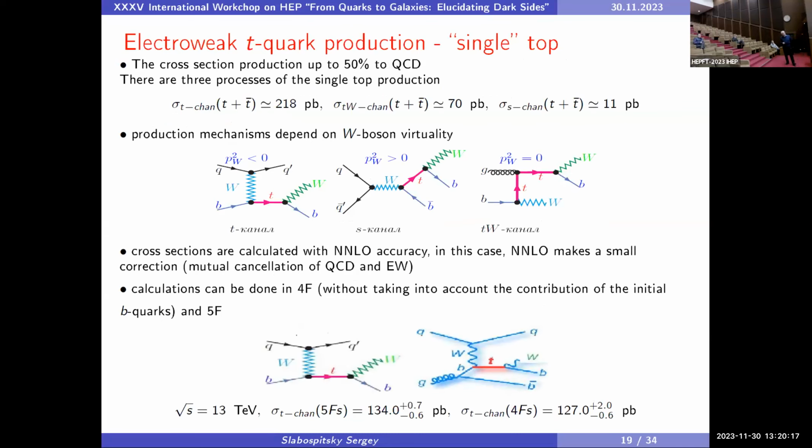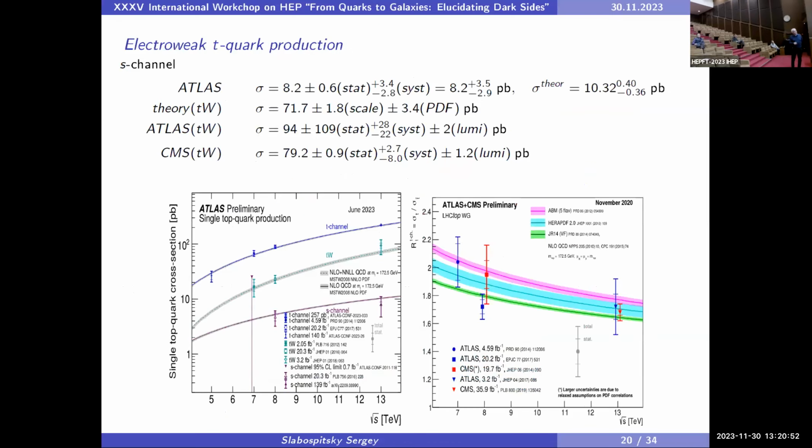Let me say a few words concerning electroweak processes, single top. In this case, you see the total cross section is about 200 picobarns. It's about 3 or 4 times smaller than t-tbar production. We can separate 3 channels of the single top production. These differences depend on the virtuality of the intermediate W boson, and all these values were measured experimentally, and we once again obtained very nice agreement with standard model predictions.